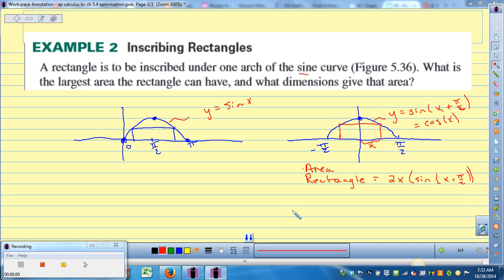And we want to do what with the area? Maximize or minimize? Trying to find the largest area. So right now, all of you find the largest area. Maximize that area. Find where the maximum area occurs.